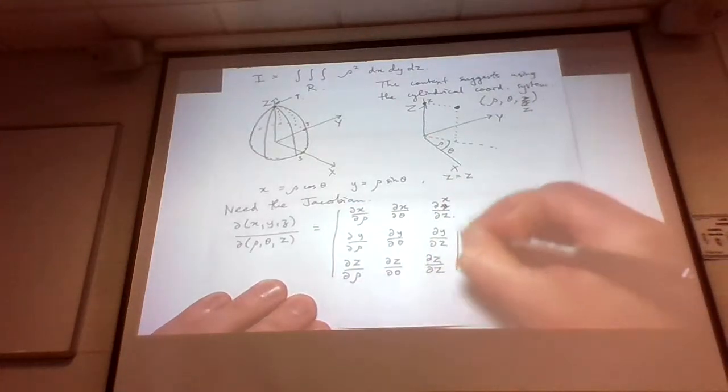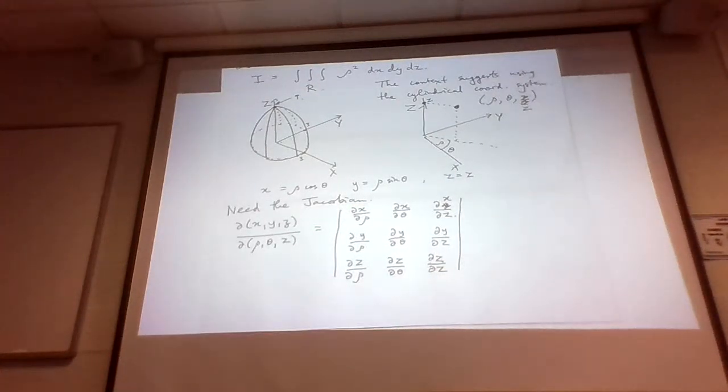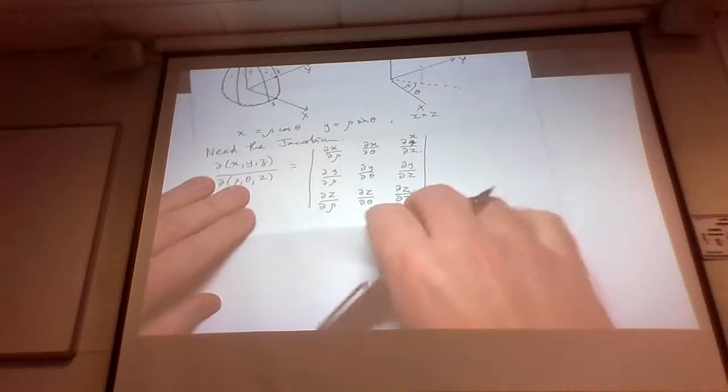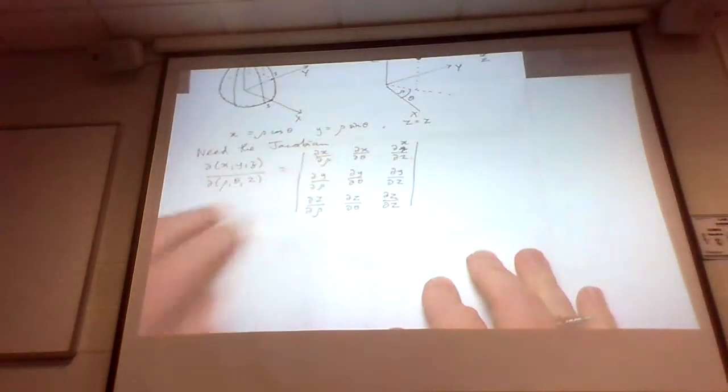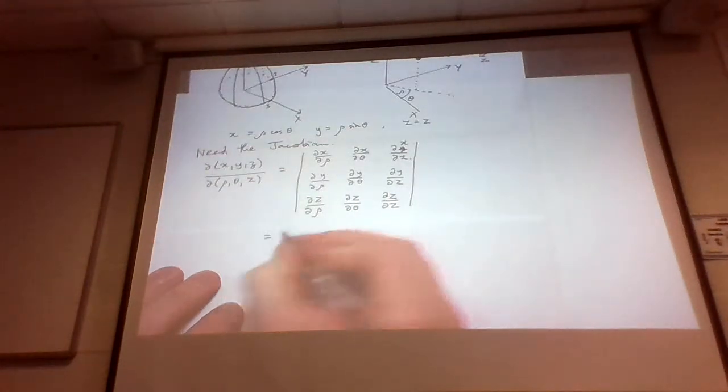I think I did some of this derivation before. There's no harm to see it again. So this is our 3x3 determinant. The individual entries of it we obtain by taking partial derivatives of the transformation equations.